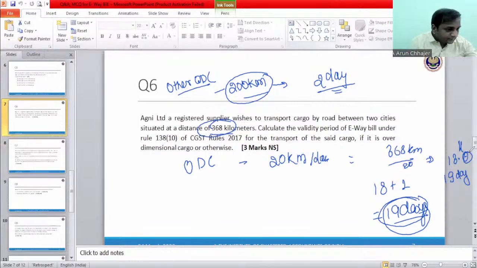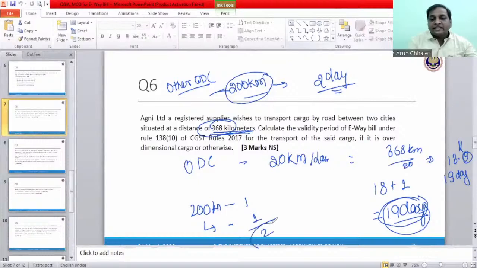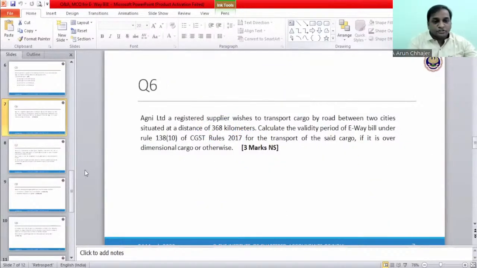And if it is not ODC, the distance limit is 200 km per day, and the distance is 368. So the first 200 kilometers is 1 day, and for each additional 200 kilometers or any part thereof, 1 extra day. So what would be the validity? 2 days. I hope it is clear to all. Moving to the next question.